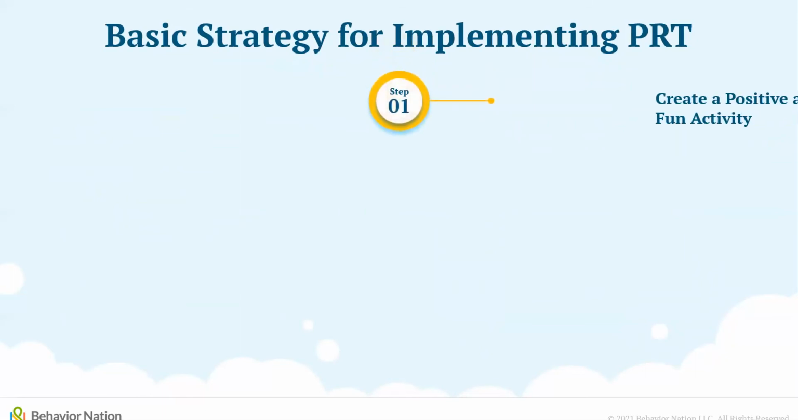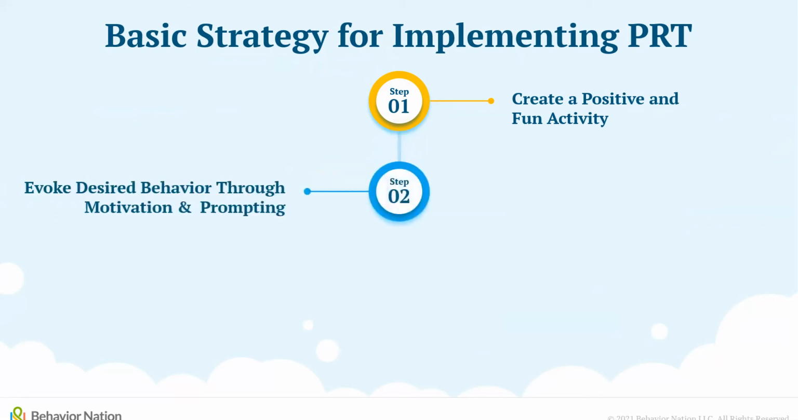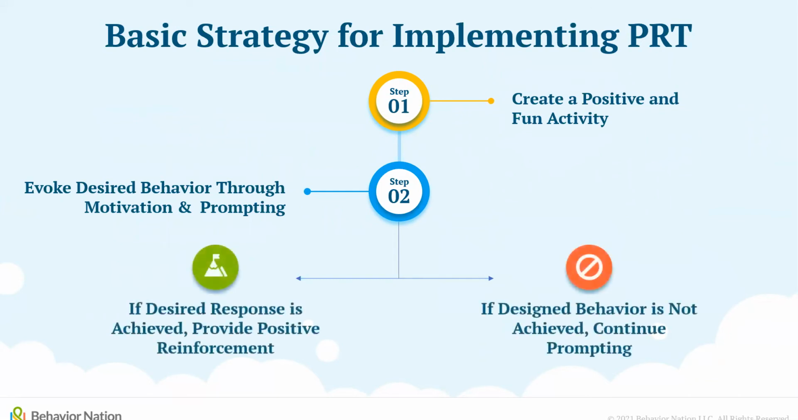Let's talk about the basic strategy for implementing PRT. PRT should be fun. It should be exciting. It should be an opportunity for you to engage with your child in a positive and fun way. So make sure that the activity you're choosing is something fun and exciting. Then focus on evoking the behavior you want to see by using motivation and prompting. If the desired response happens, provide positive reinforcement. If the desired behavior doesn't occur, continue prompting.